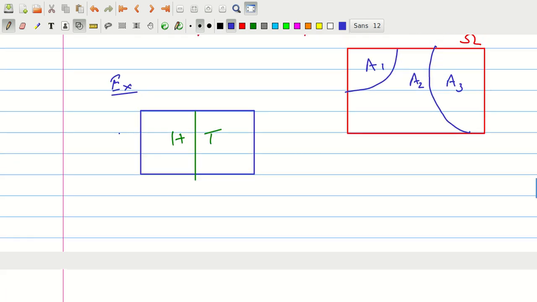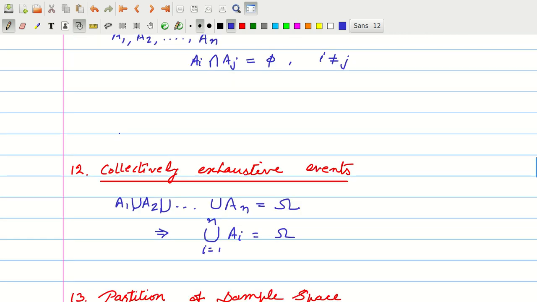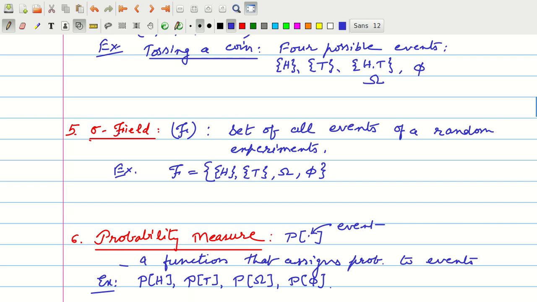So in this module we became acquainted with the terminology used in probability theory.